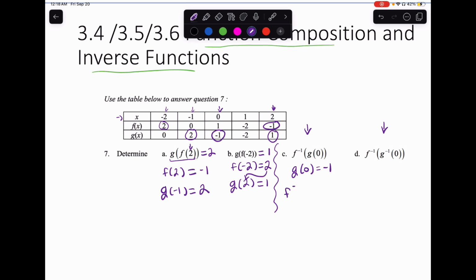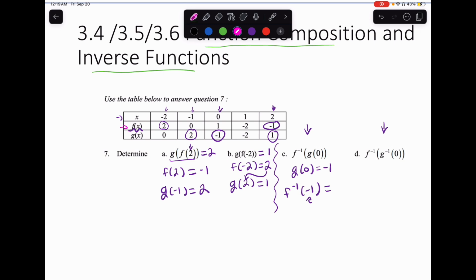Now we have f inverse of -1. I don't know what that equals. Well, our table only gives us f of x and g of x stuff, right? But if we have f inverse of -1, that means our input to f inverse is actually our output with f of x. So again, the input to our inverse function of f is actually going to be our output when we're looking at f of x.